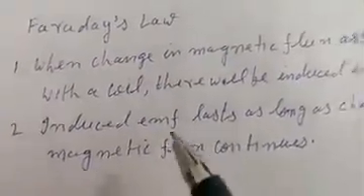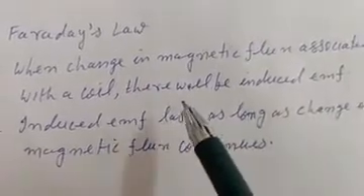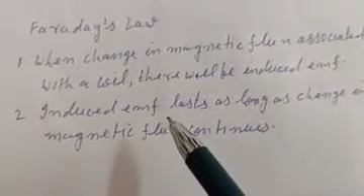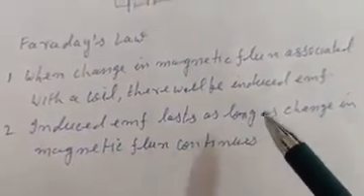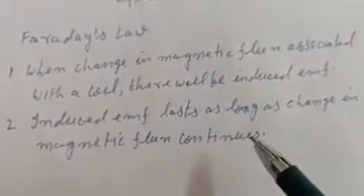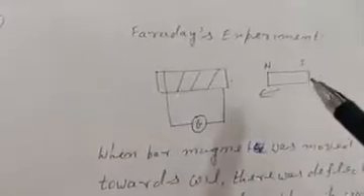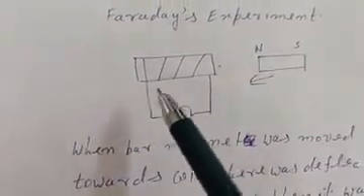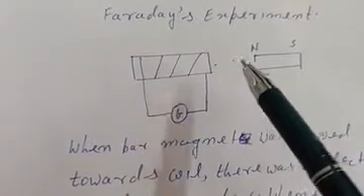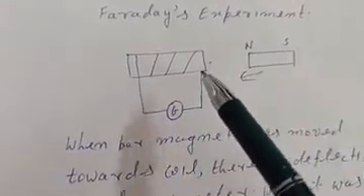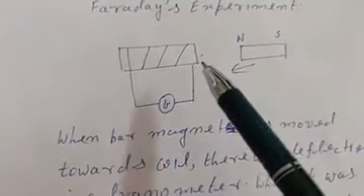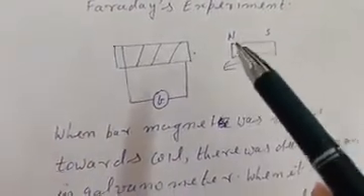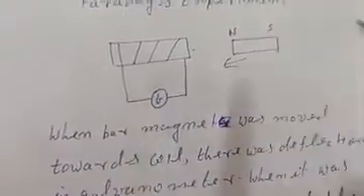So this is Faraday's first law, that when change in magnetic flux is associated with the coil, then there will be induced EMF. Second, induced EMF lasts as long as change in magnetic flux continues. And that was in the experiment as well. When it was held stationary, then there was no change in the flux. So there was no induced EMF. So as long as there is change in flux, there will be induced EMF. And as soon as change in magnetic flux stops, induced EMF will also stop.